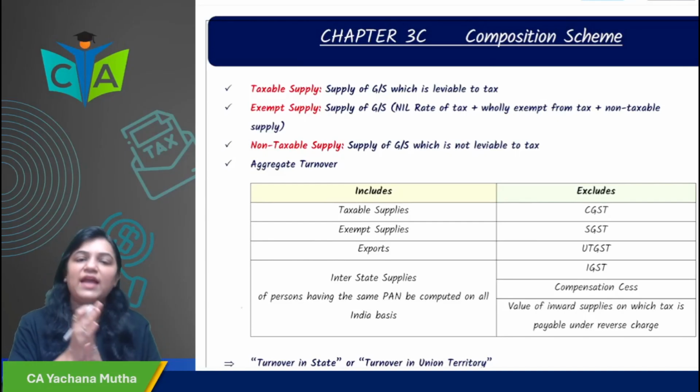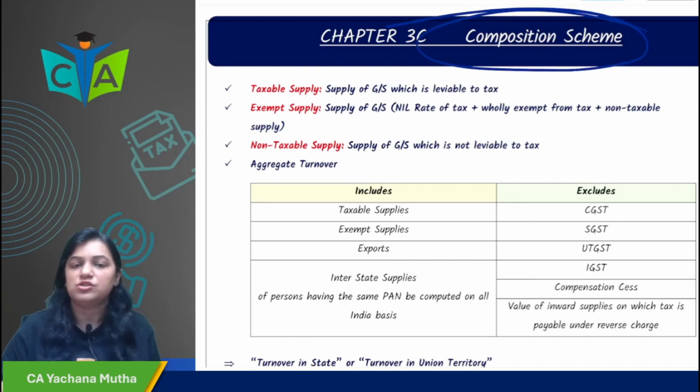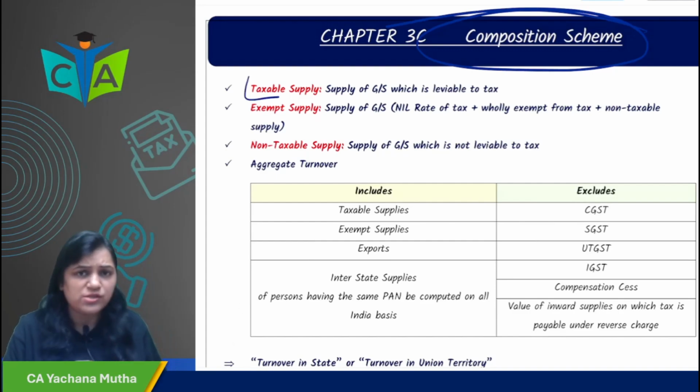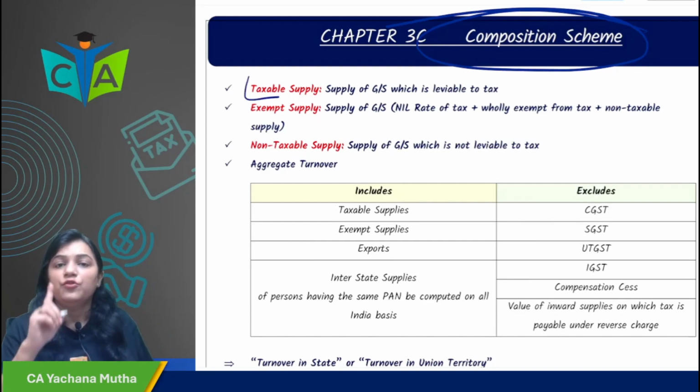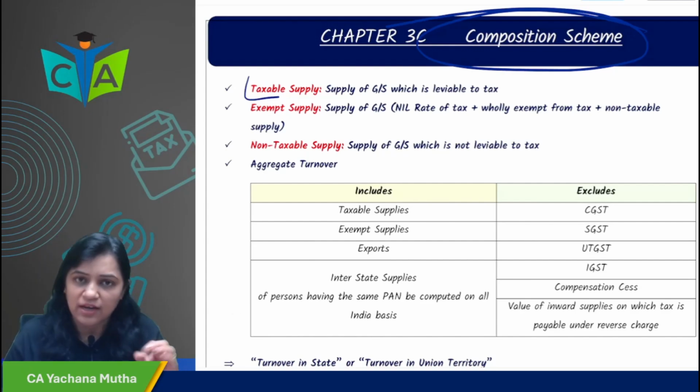So what are we doing? Marathon revision of composition scheme. Composition scheme we would be doing. So what do you mean by taxable supply? Very quickly we would revise this very important chapter, undoubtedly from the summary book we are revising. If you don't have a summary book, please get it from my Telegram channel.